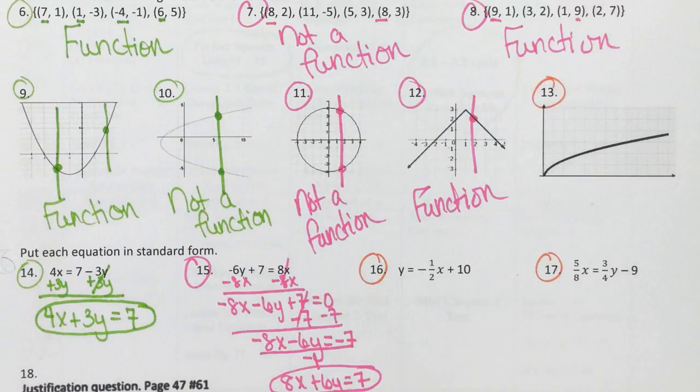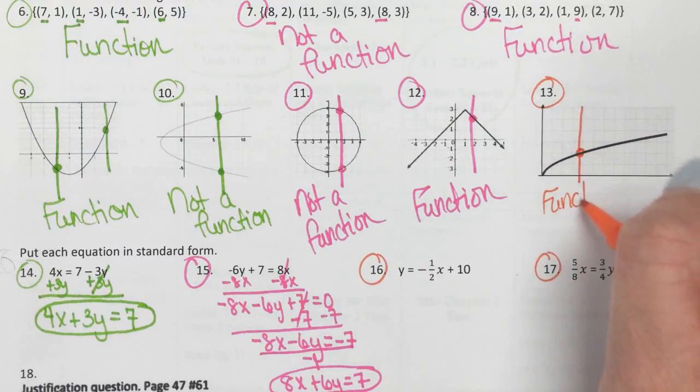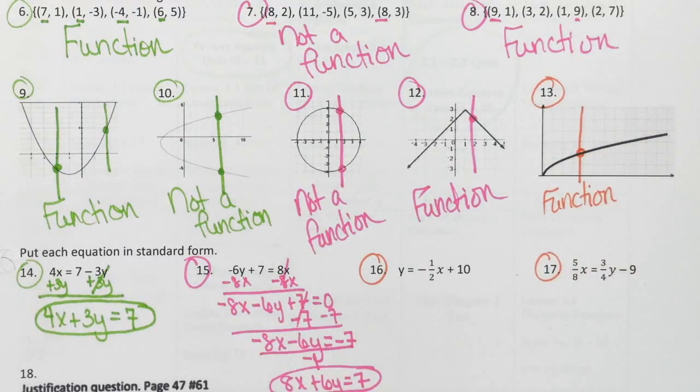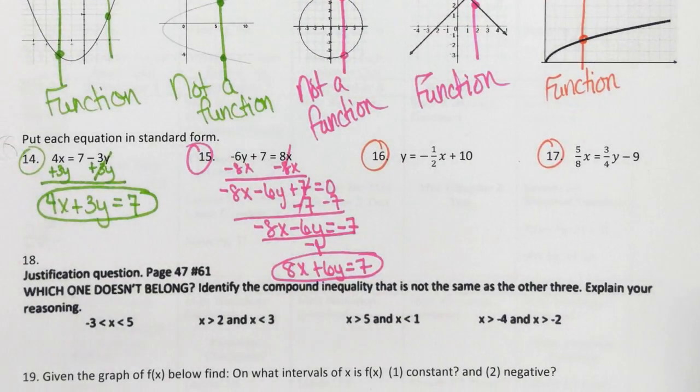So is that a function or is that not a function? It is a function. It passes the vertical line test. Okay, so would that be... We're not going to talk about that right now. Let's do 16. 16 is standard form. We'll do a review in a minute.